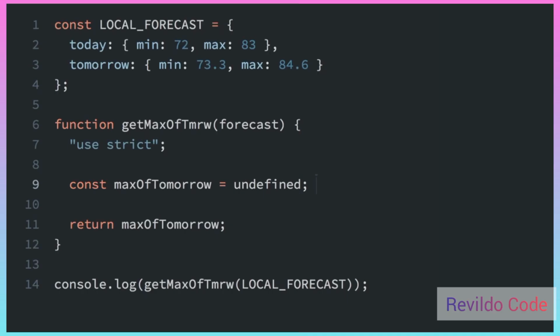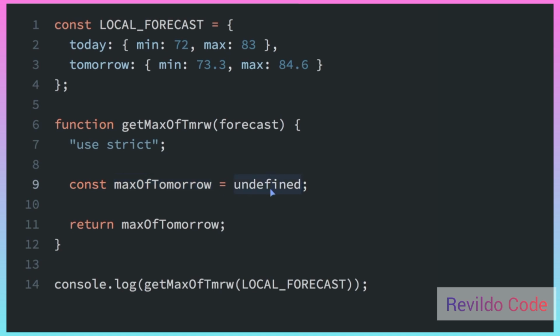We can also use destructuring assignment to assign variables from nested objects. We have this nested object right here, the local forecast, and inside we have some nested objects. So we have the forecast from today and the forecast from tomorrow. So here we have get max of tomorrow, where we're going to pass in the forecast. And here we can see the local forecast becomes the forecast variable. And we're trying to figure out the max of tomorrow. So we are going to use destructuring to figure that out.